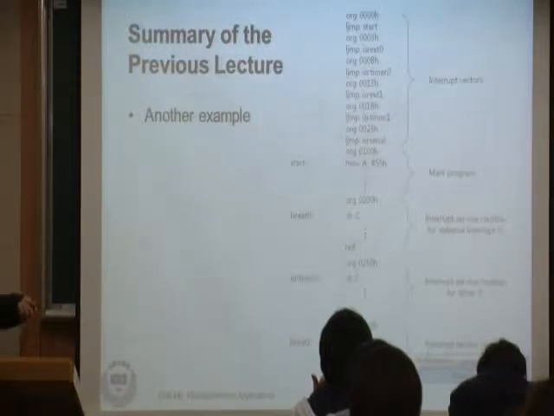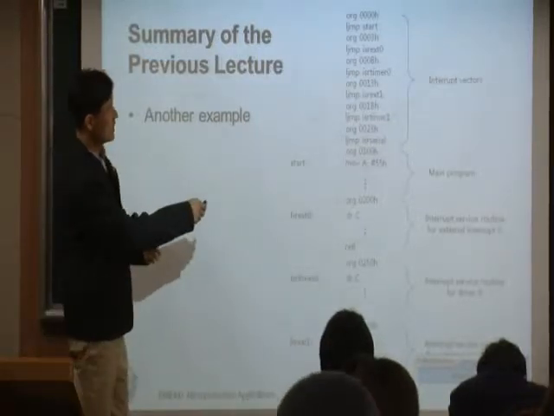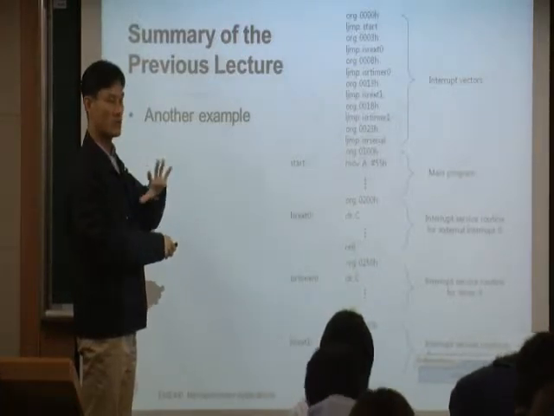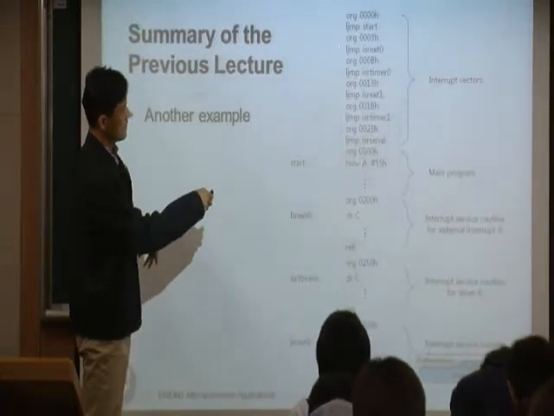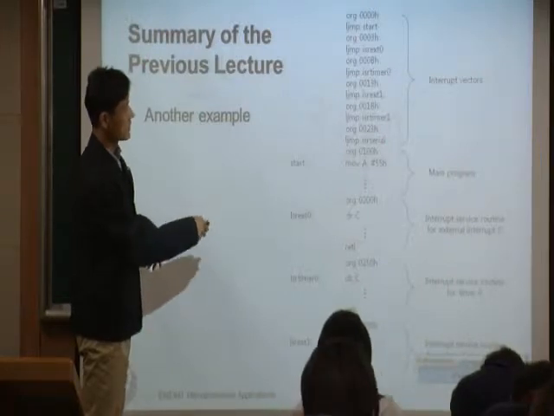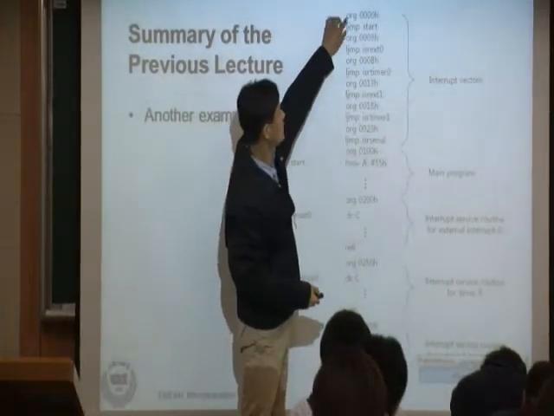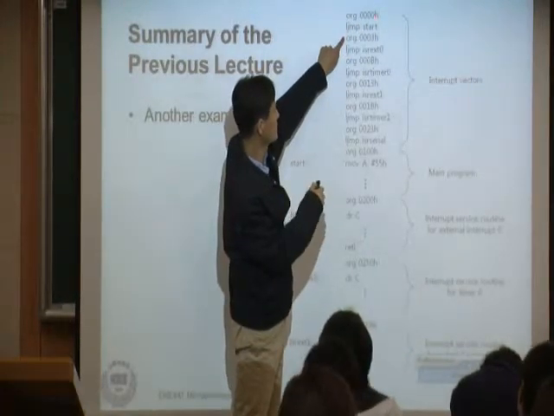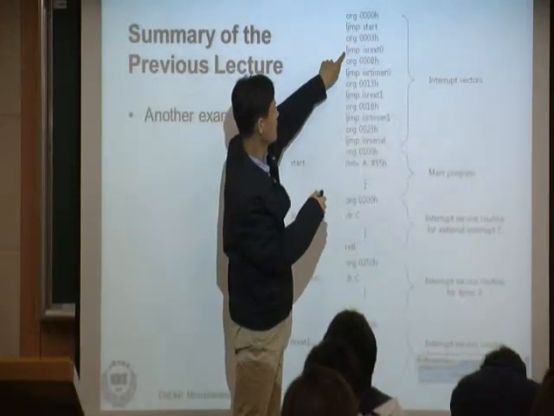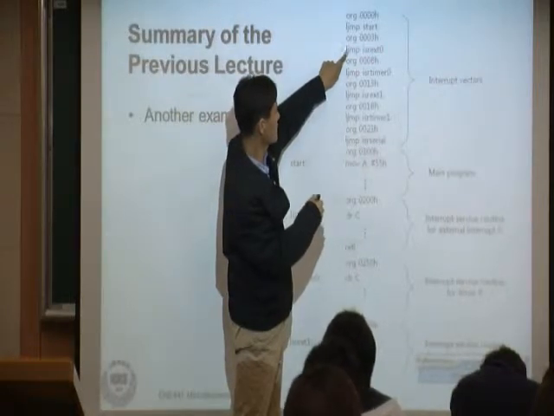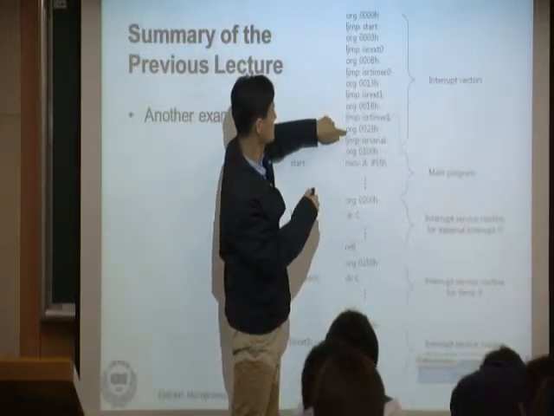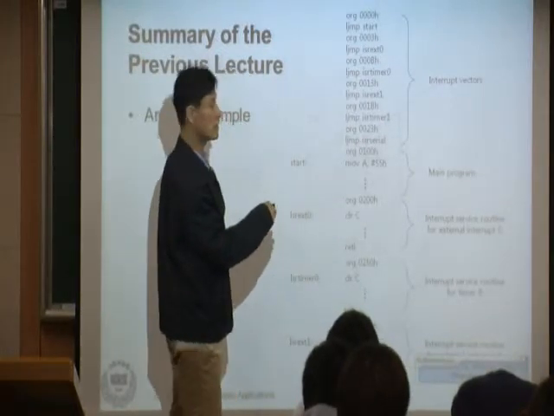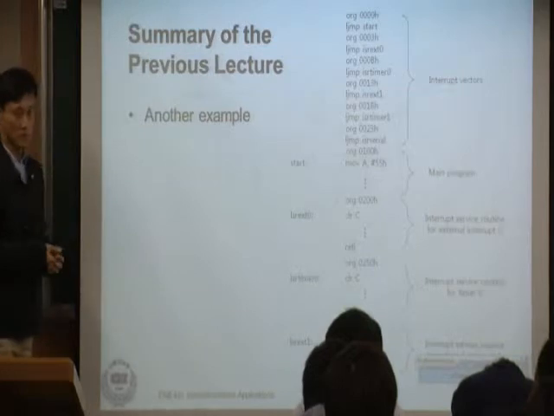And this is a little bit more complex example. Since we have 5 different interrupts, if you want to enable all these 5 interrupts, then you have all these interrupt vectors. Look at this one. At address 000H, we have a reset vector, long jump to start. And these are the interrupt vectors for each of the interrupt sources. We have 5 different interrupt vectors, and all of them are long jumps.